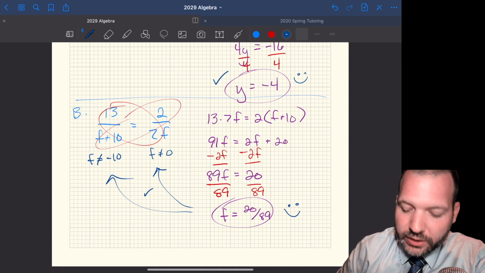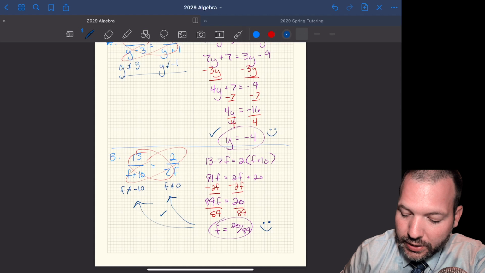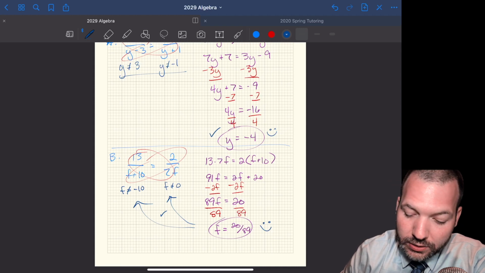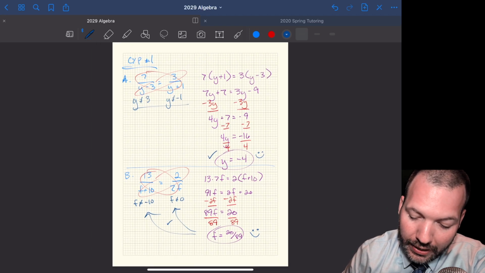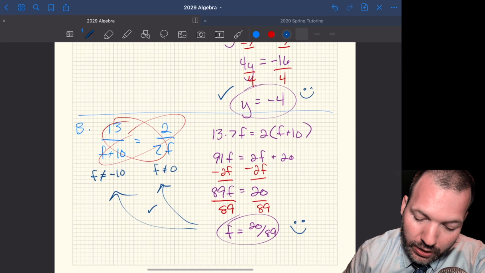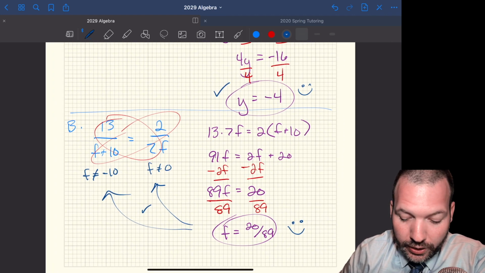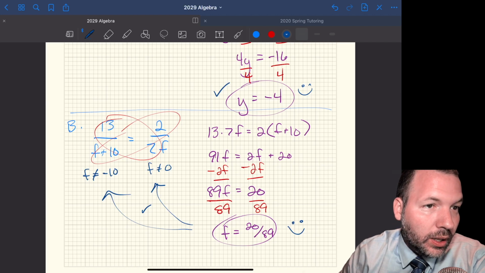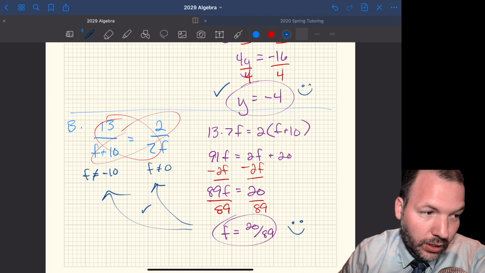All right, so there you have it. I didn't quite do it in order. I didn't do my excluded values till later in the process, but nevertheless ended up with true solutions in both cases. Y equals -4 is what I got for Check Your Progress 1A. Pretty sure I did that correctly. F equals 20/89 is what I got for Check Your Progress 1B. Definitely made me think I did something wrong, but I actually don't believe that's the case as I look back at it and check my work.